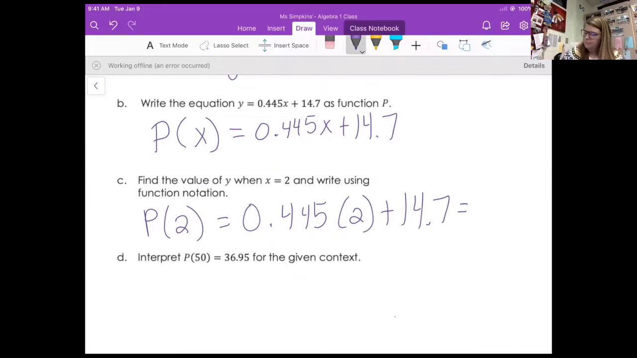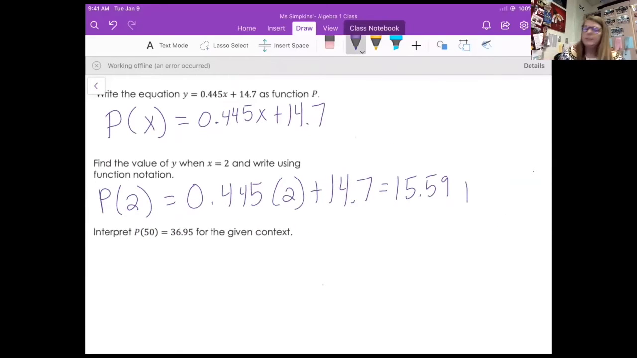What'd you get, Asa? 15.59. And for this problem, that would be in PSI, so pressure per square inch, I think is what that related to.